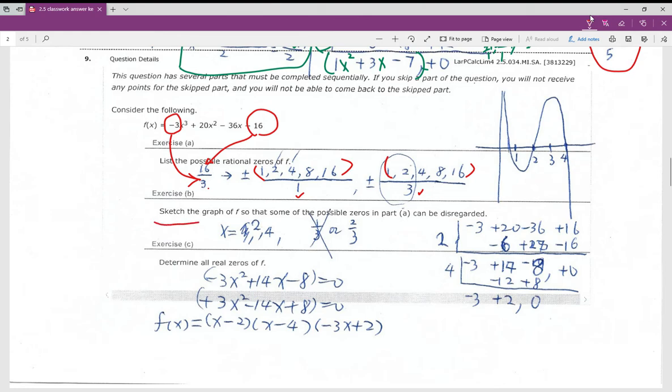And before you can sketch the graph, you need to find the x-intercept. X-intercept is y equal to 0, right? So basically, x-intercept means zeros. So how do you find the zeros? Same thing, you have to guess. So I show my work. I guess 2 to have remainder 0, and I also guess 4 to have remainder 0.